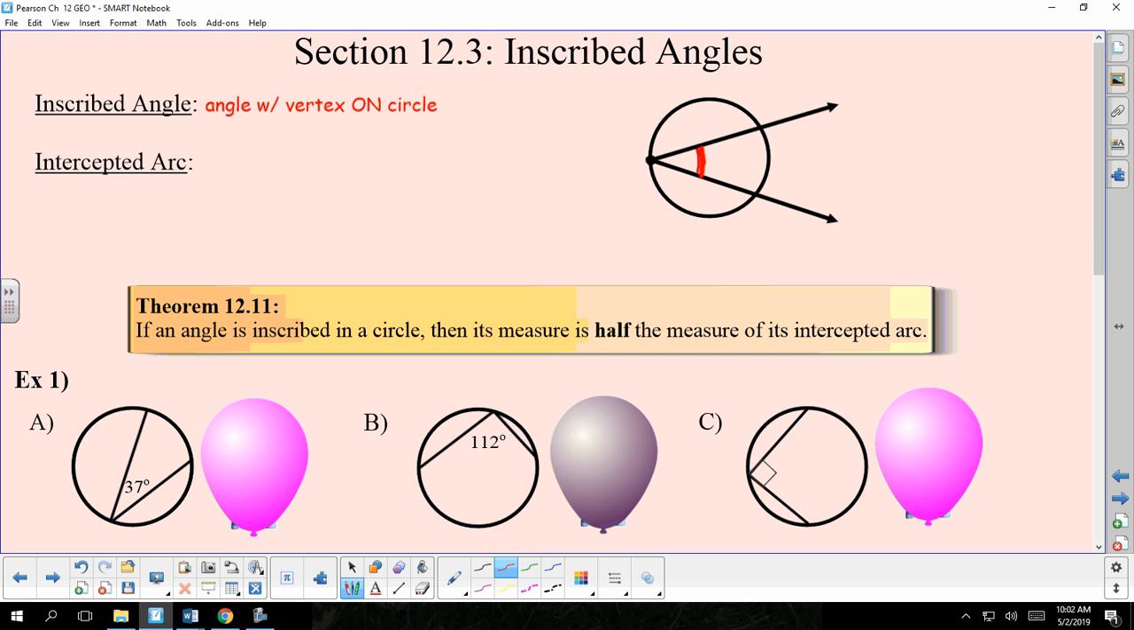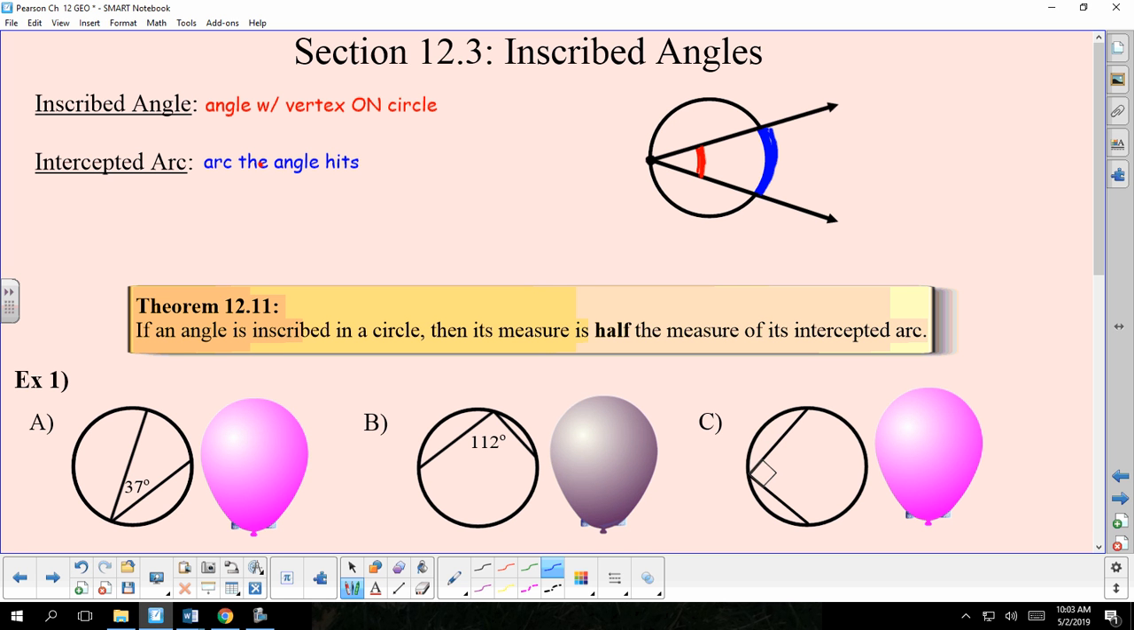And then the intercepted arc is this blue part right here. The arc that's intercepted. So the first theorem in this unit: if an angle is inscribed in the circle, then its measure is half the measure of the intercepted arc.